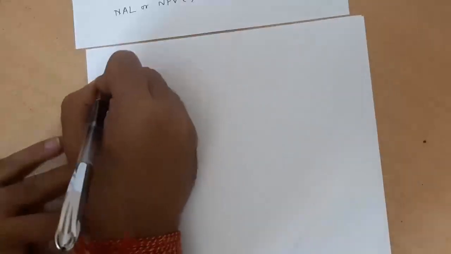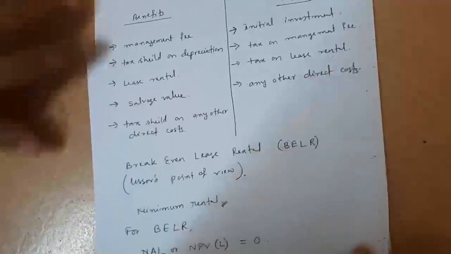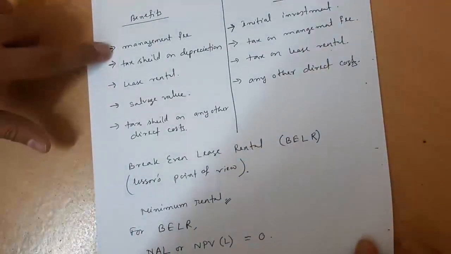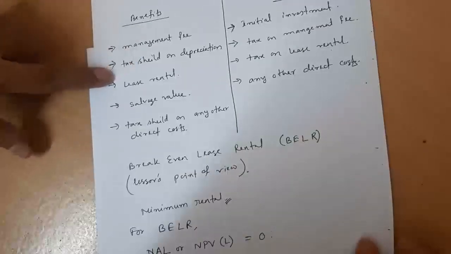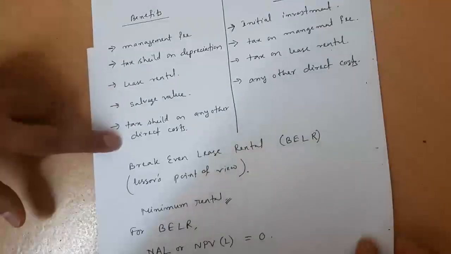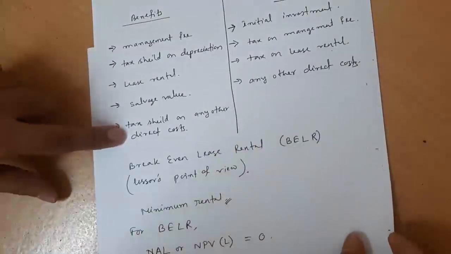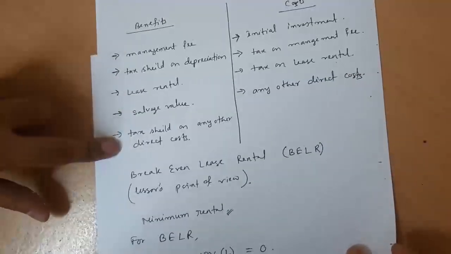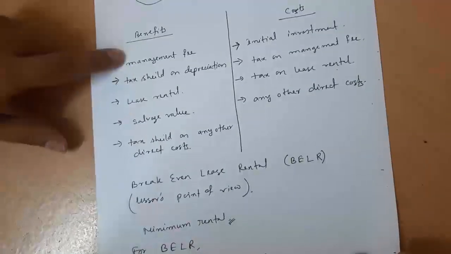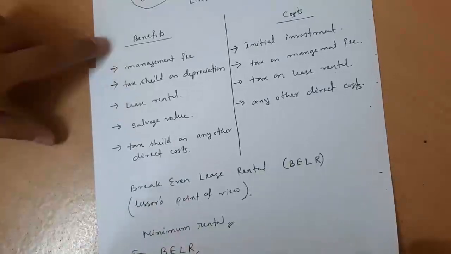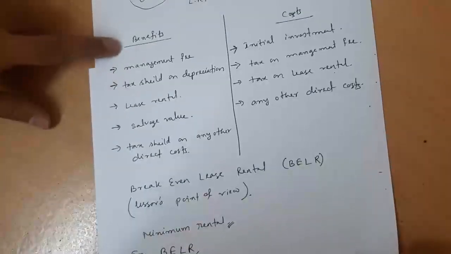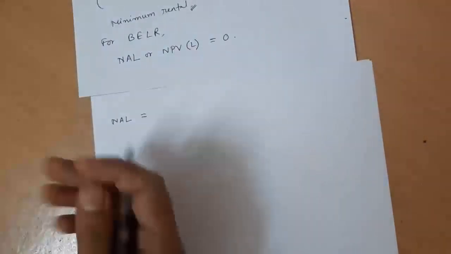For the lessor, the net advantage to leasing, what is it? We'll write the benefits first. We have these benefits: management fees, tax shield on depreciation, lease rental, salvage value, and tax shield on any other direct cost. I am writing the lease rental at the start, because we are doing it for lease. You can also write it later, there is nothing wrong in that.